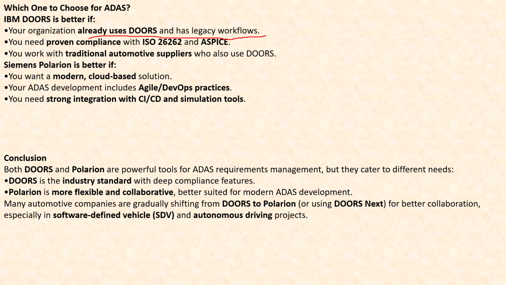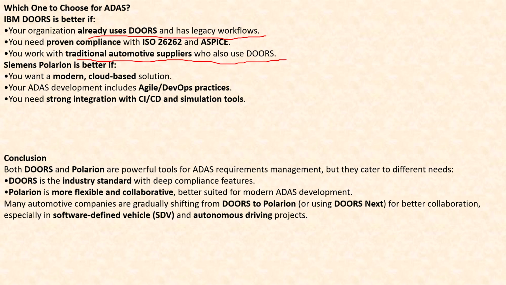And you need to have proven compliance with ISO 26262 when it comes to DOORS, and when you work with traditional automotive suppliers who also use DOORS. Now this is more important, because when you as an OEM transfer your requirements to a tier 1 supplier, it is important that both tier 1 and you, the OEM, are using the same requirement management tool. So if you are using DOORS, it will be advantageous if your tier 1 is also using DOORS. There is a distinct advantage.